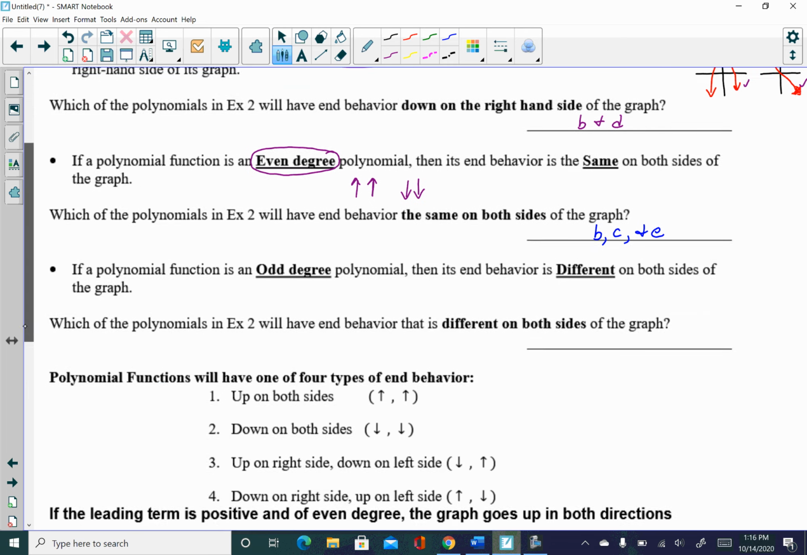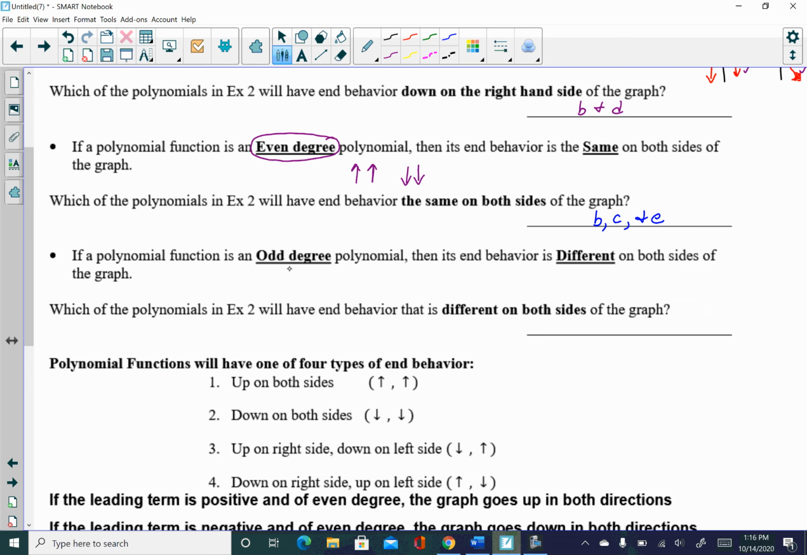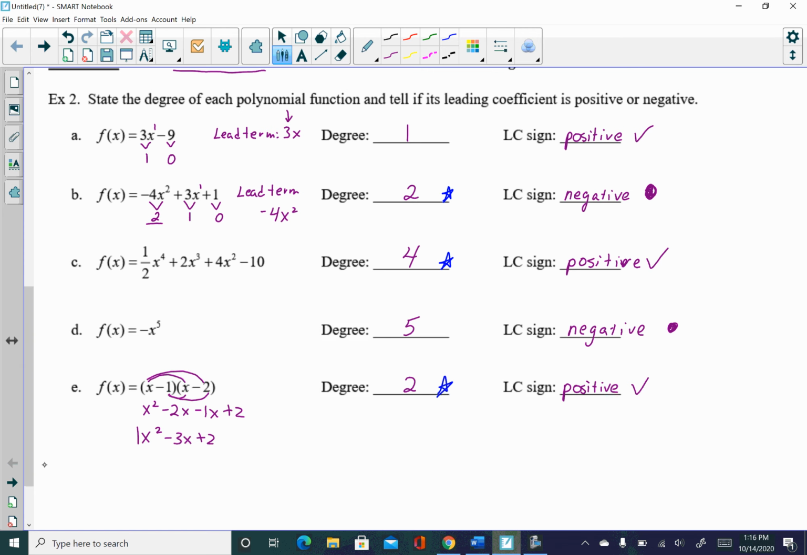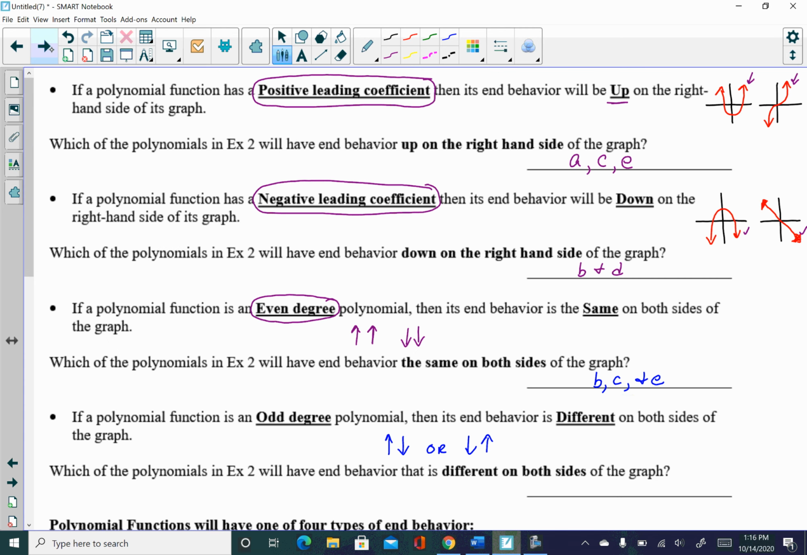And then our last bullet point here says, if a polynomial function is odd degree, then its end behavior is going to be different on both sides, meaning it's going to be up, down, or down, up. So go back and look at which of our examples over here were odd. Odd degrees would have to be A and D. So we would list here A and D.